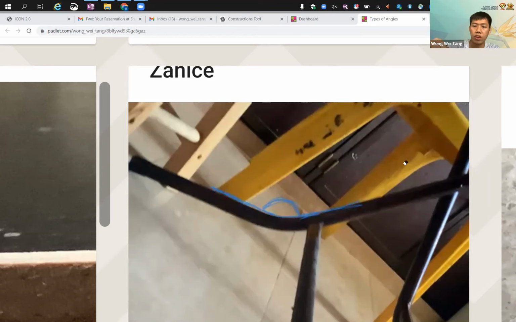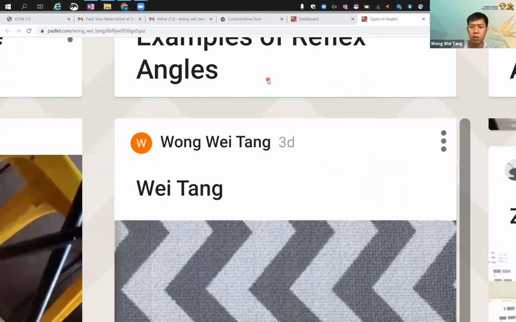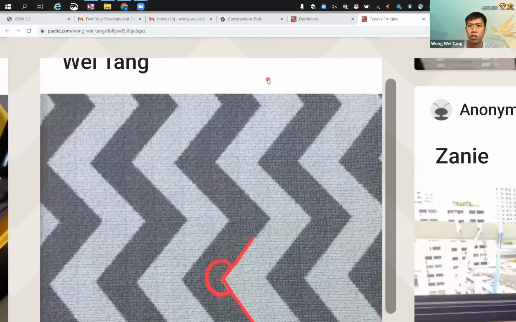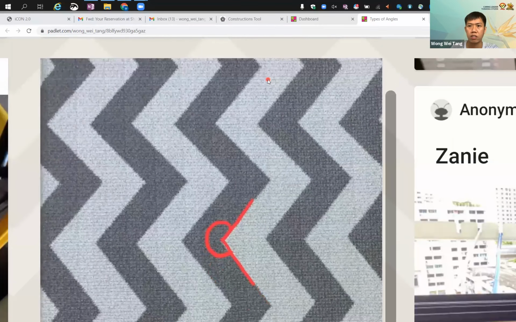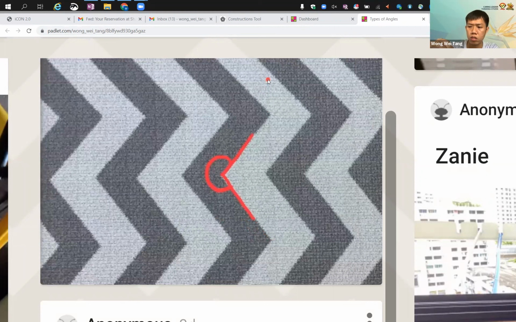Okay, then we move on to our final type of angle. We have our reflex angle, and I noticed that for reflex angle, we've got the least contribution. Not sure why. Is it because it is very difficult to find a reflex angle in your house? Okay, so reflex angle is more than 180 degrees, which means that it is more than a straight line. So if I were to draw a straight line, then this is our 180 degrees. The angle that I identified in red extends beyond our 180. So we call it a reflex angle.